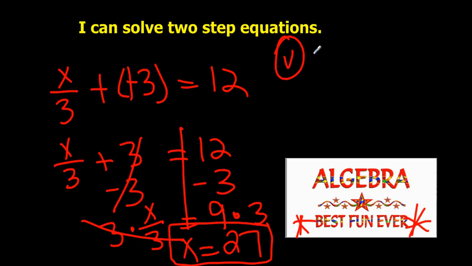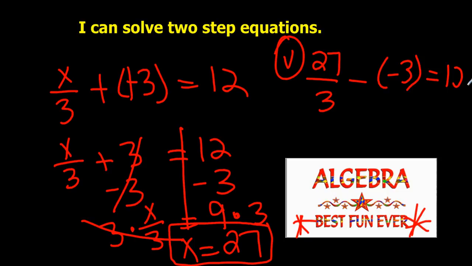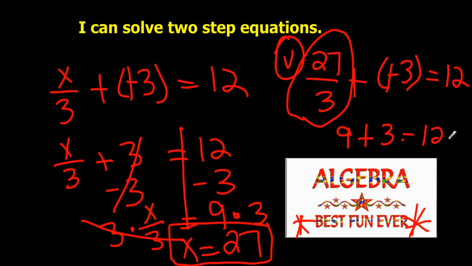Fill 27 in for x. 27 divided by 3. And I could keep the minus and negative if I want to go back exactly the way it looked. But my first step is still going to be stop, chop, chop. I do my division first because now I have something filled in for my x. 27 divided by 3 is 9. And 9 plus 3 is 12. Makes me happy. Algebra, best fun ever.